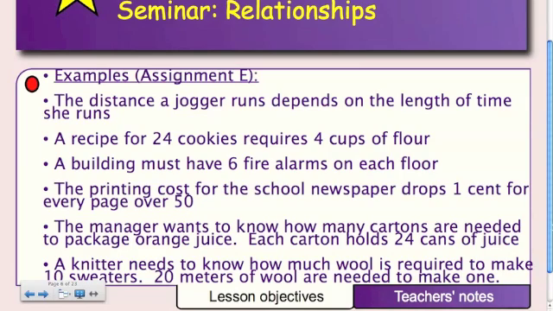Independent variable is time, okay. And what is my dependent variable? The what? Distance. Good. So the distance is going to be my dependent variable.